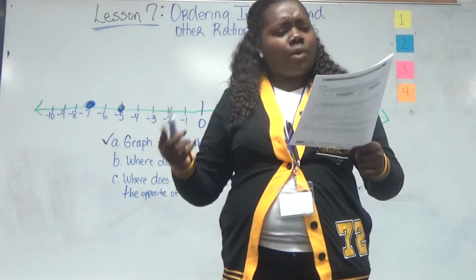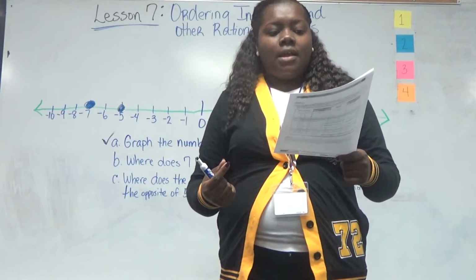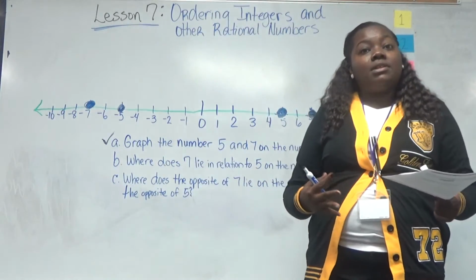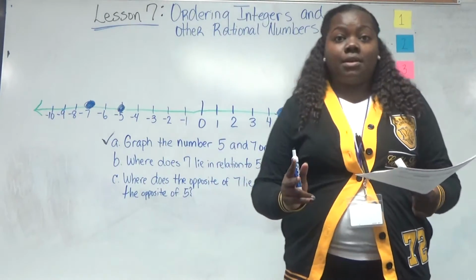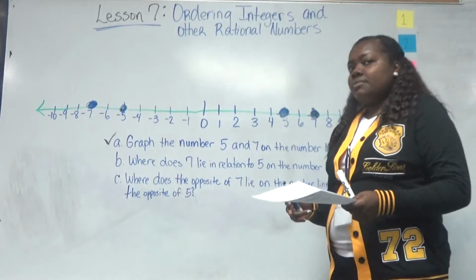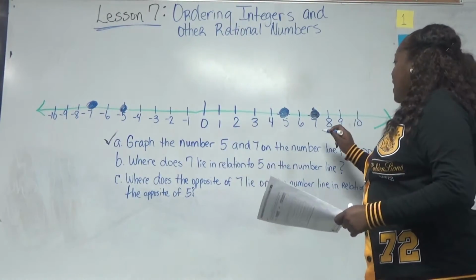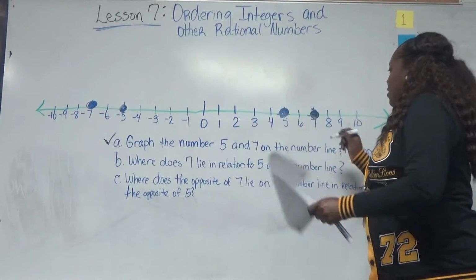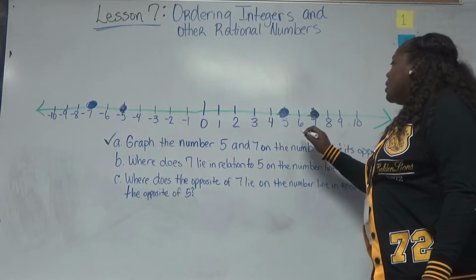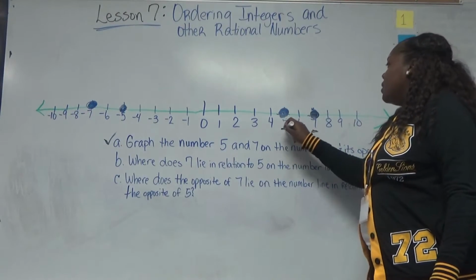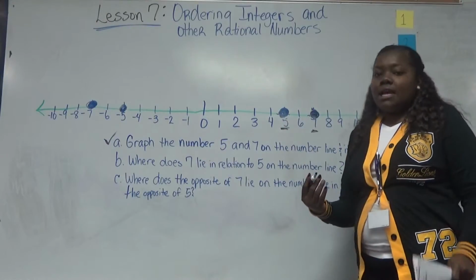B says, where does 7 lie in relation to 5 on the number line? So I have 2 numbers I need to look at. What 2 numbers are those? Positive 7 and positive 5. Positive 7 is located here. Put a little line under it so you see where 7 is. And then positive 5 is here. We're going to put a line under it so we see where that is located.